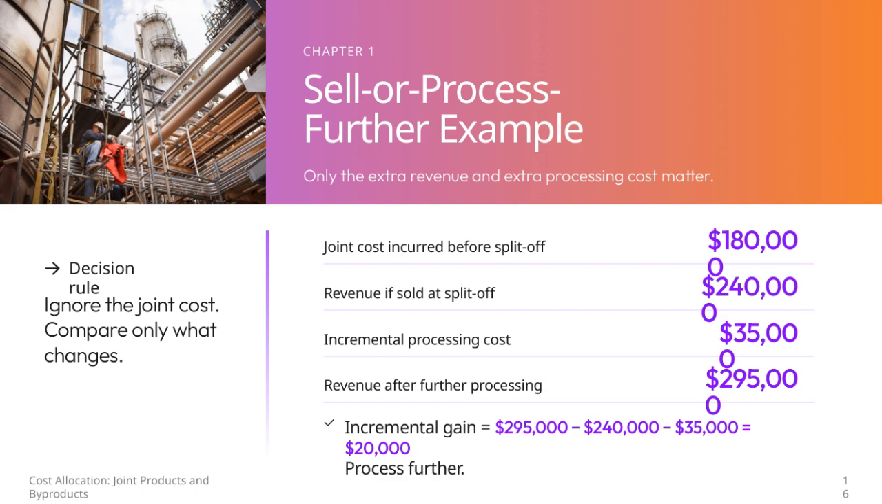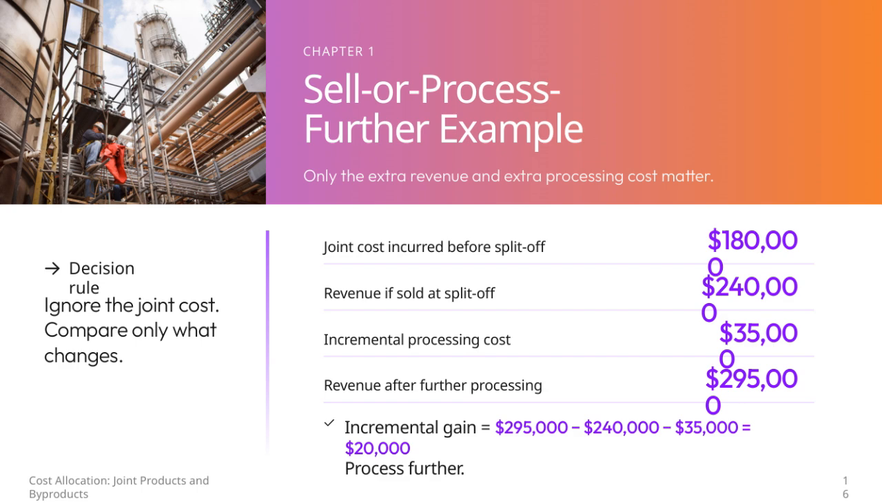Here, the joint cost is $180,000, and at split-off, the product could be sold for $240,000. If we choose to process the product further, there is an additional processing cost of $35,000, but the revenue after further processing increases to $295,000. To determine whether processing further is beneficial, we calculate the incremental gain by subtracting the split-off revenue and the extra processing cost from the revenue after further processing.